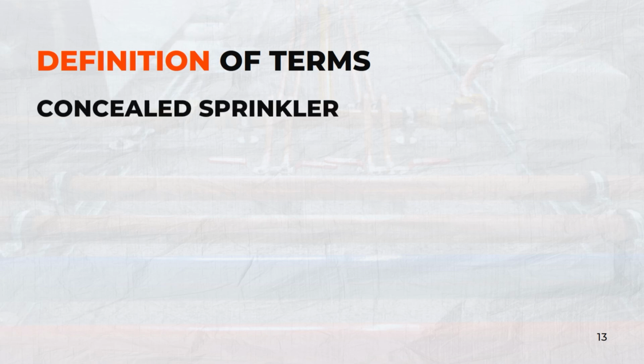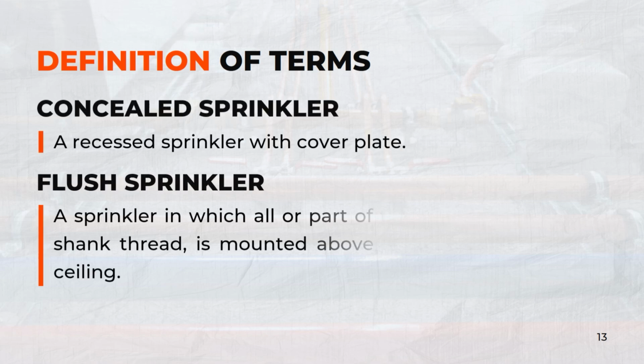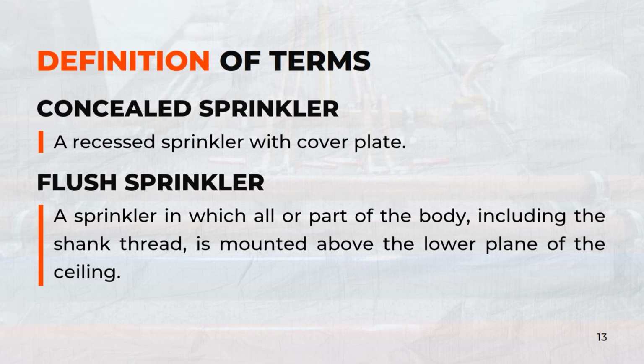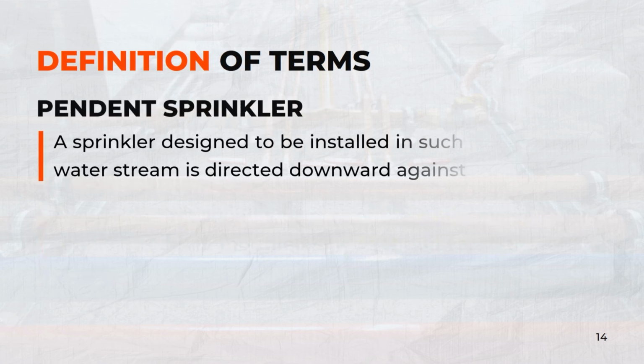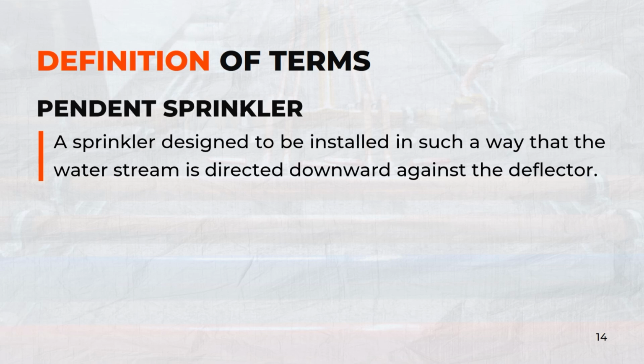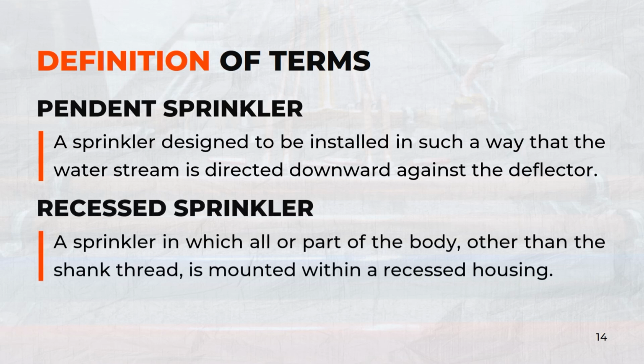Concealed sprinkler. A recessed sprinkler with cover plate. Flush sprinkler. A sprinkler in which all or part of the body, including the shank thread, is mounted above the lower plane of the ceiling. Pendant sprinkler. A sprinkler designed to be installed in such a way that the water stream is directed downward against the deflector. Recessed sprinkler. A sprinkler in which all or part of the body, other than the shank thread, is mounted within a recessed housing.